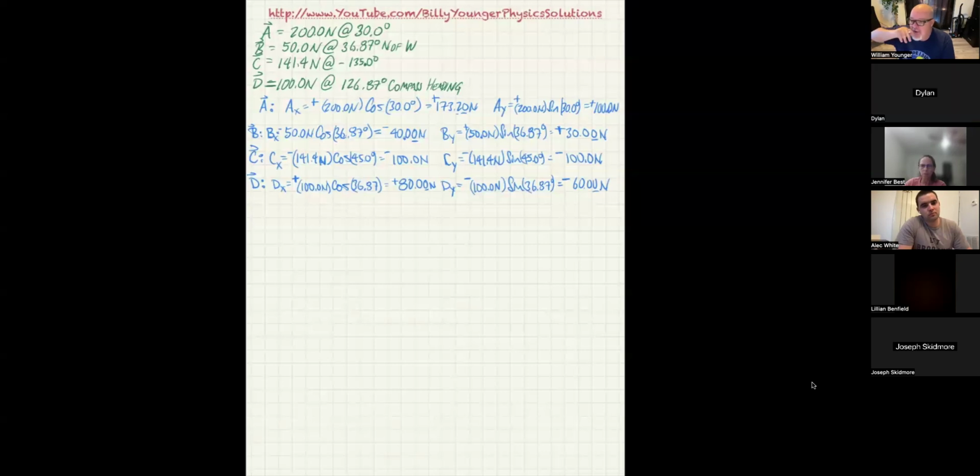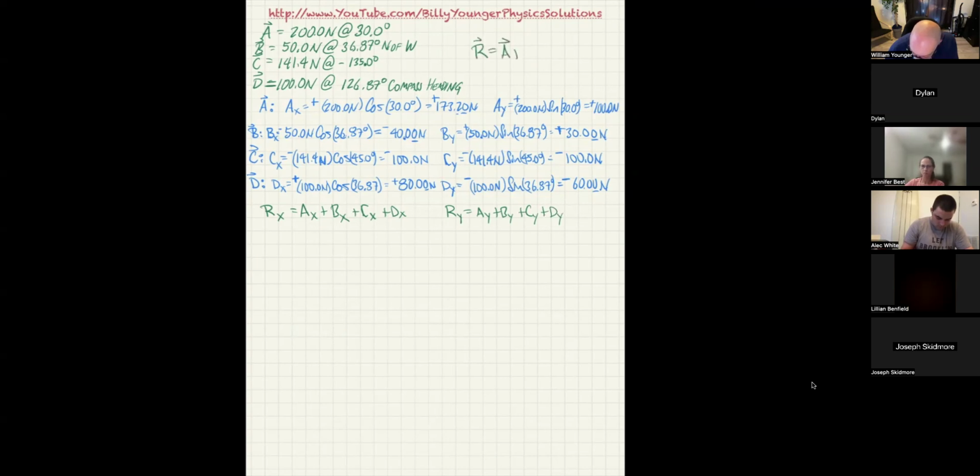Okay. Now, the big rule, and you can sort of see it from trying to add them up head to tail, head to tail, head to tail. You can see that you're adding up the X components of all the vectors and then subtracting the negative X components. And then you're doing the same thing with the Y components. So ultimately, one of the formulas we're using is R, the resultant, has an X component that's A sub X plus B sub X plus C sub X plus D sub X. And R, the Y component, is equal to A sub Y plus B sub Y plus C sub Y plus D sub Y. And of course, the general rule is the resultant is always the sum of the vectors.